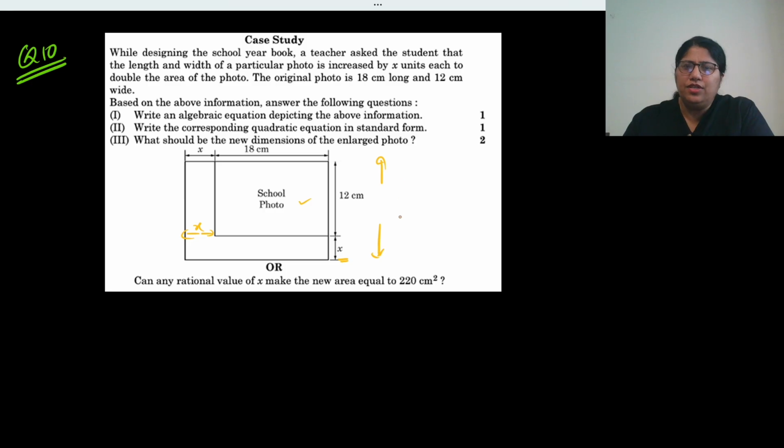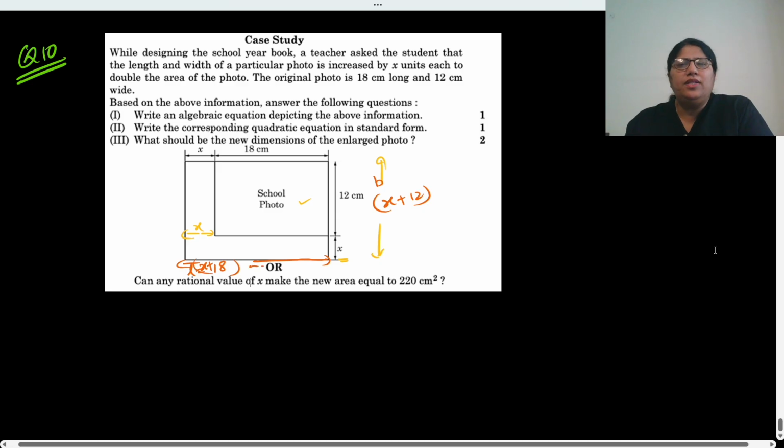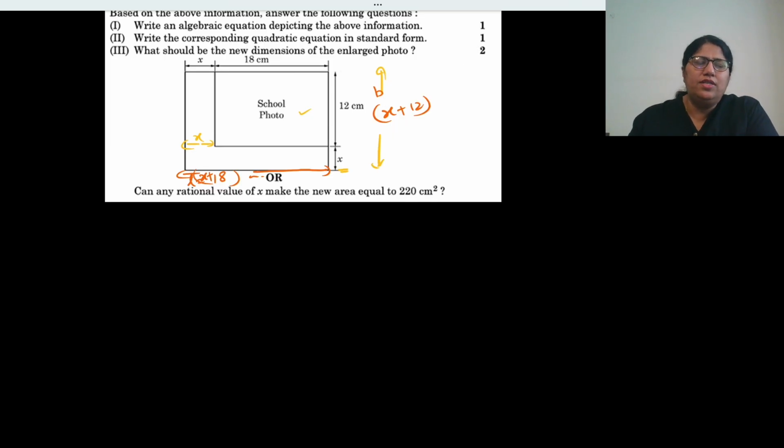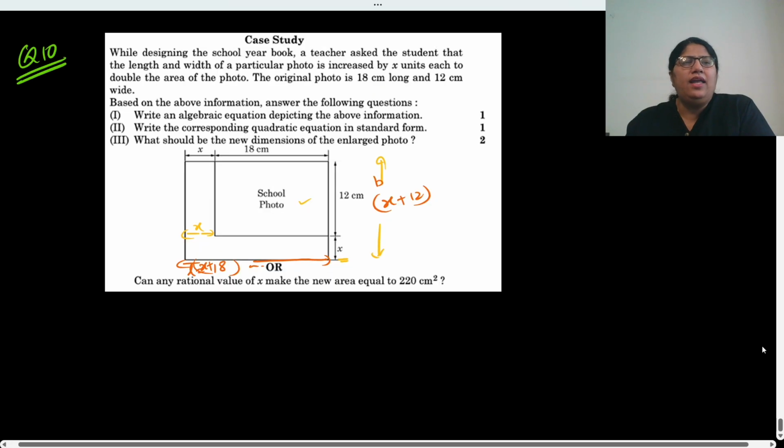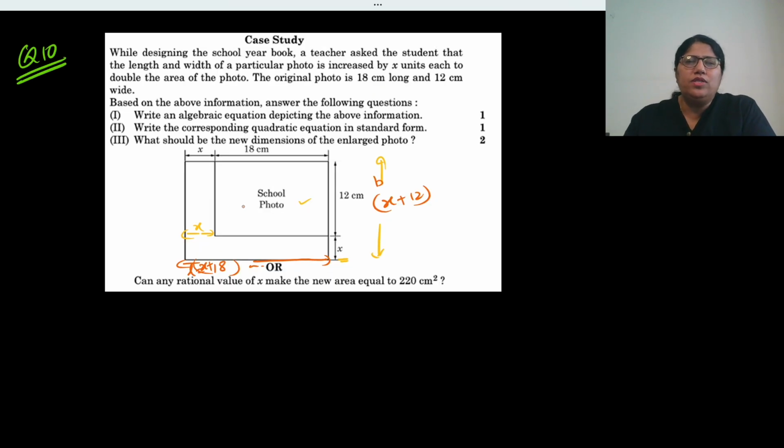X term first, so it is going to be x plus 12. Similarly, width also increased by x. If I take this as breadth and this as length, the length is increased by x, that means here x plus 18 centimeter, right? So what is going to be the new one here? You can write down, start with the first one, and if you are doing this, the area is becoming double. So what was the original area? 12 times 18. That will become 2 times 12 times 18.